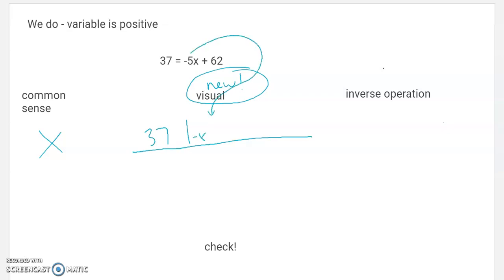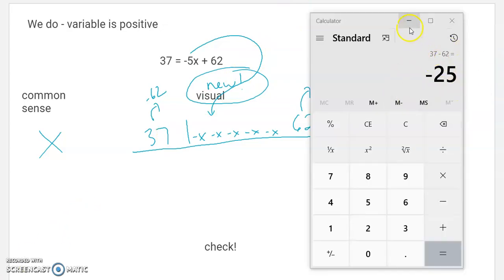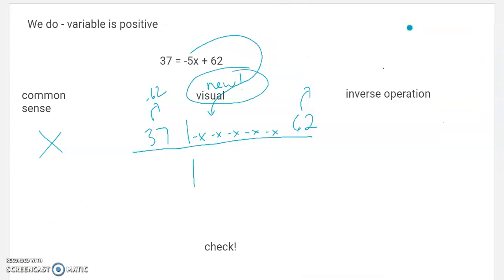You draw 5 opposite of x's, like that. And of course the 62. So first step now would just be to get rid of the 62. I am going to pause and use a calculator to figure out 37 minus 62 real quick. Here I got negative 25, so when I redraw, I get negative 25 equals 5 of these negative x's.